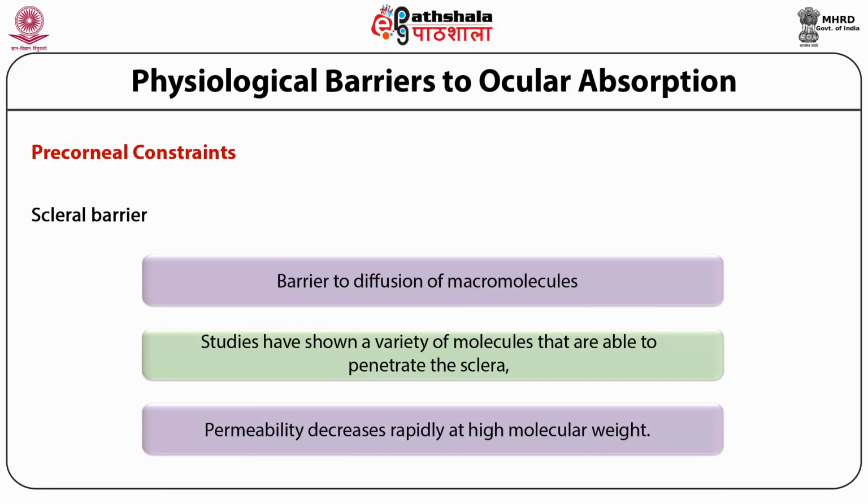In a study using ex vivo human sclera, dextrans with molecular weight as large as 150 kDa and bevacizumab with molecular weight as large as 149 kDa were shown to penetrate across the scleral layer.